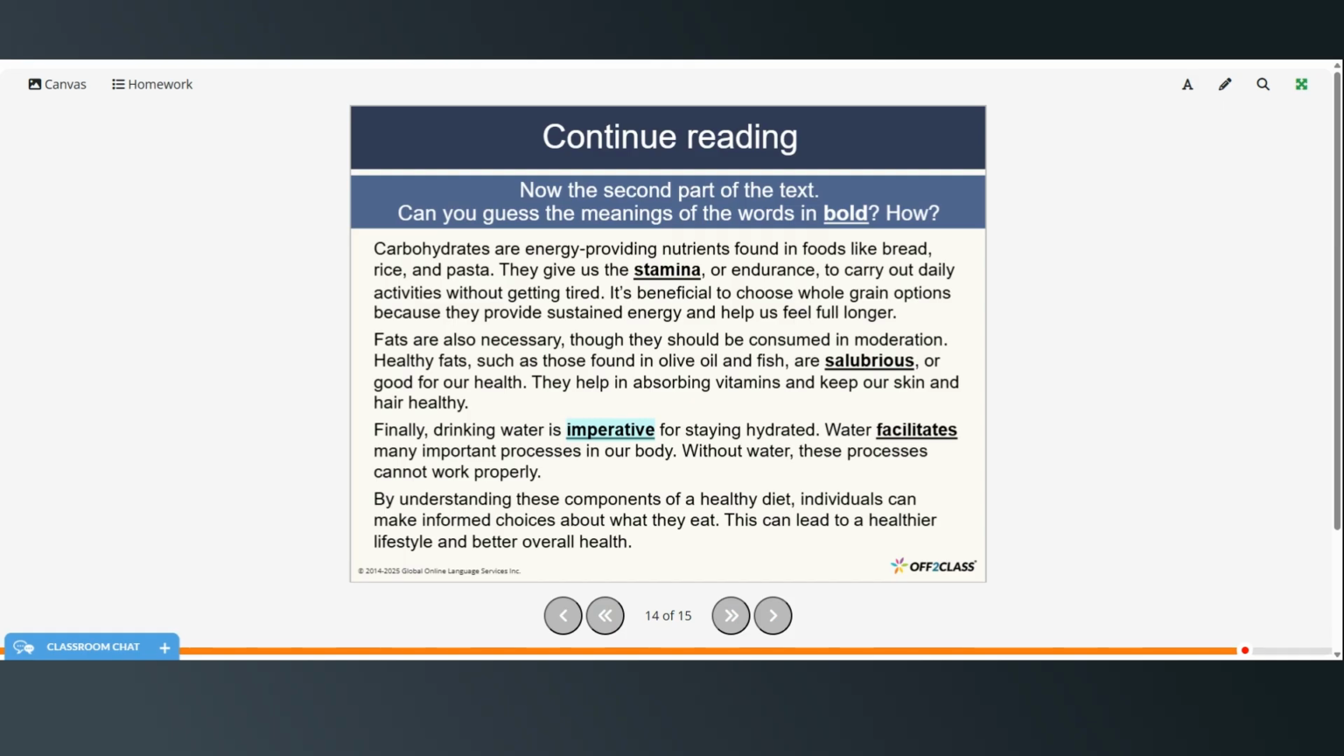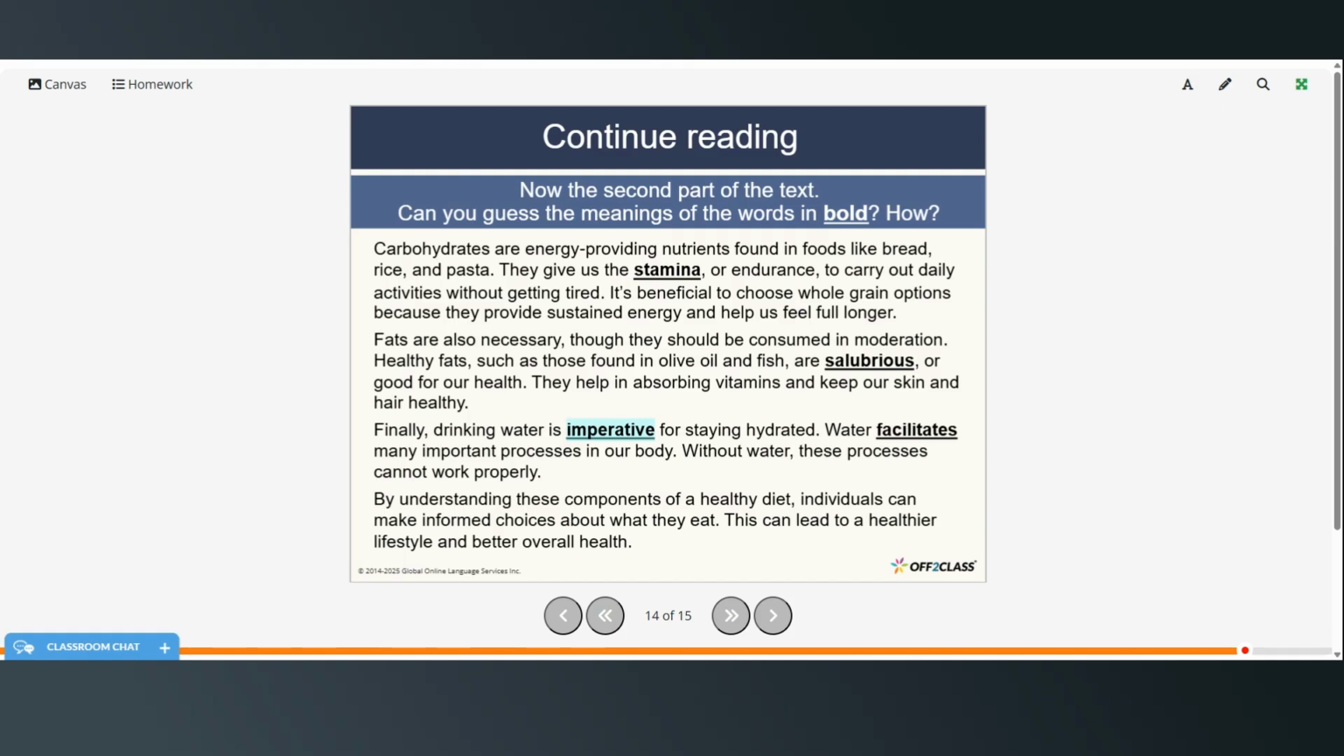Water facilitates many important processes in the body. Without water, these processes cannot work properly. So here, facilitates would mean help something to happen, because we have the opposite here. If we don't have water, then these things don't work properly. So water is important, or a way to get things to work properly. So kind of using maybe an antonym a little bit there.